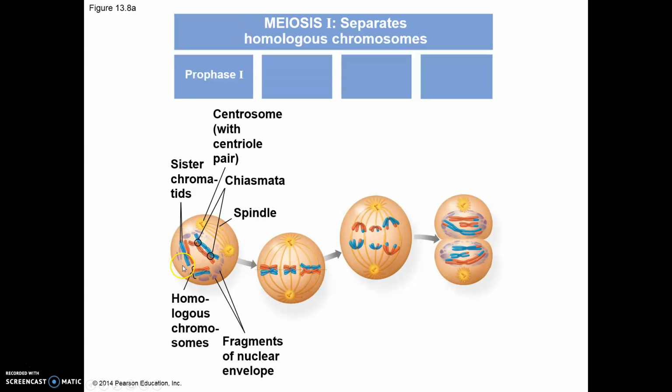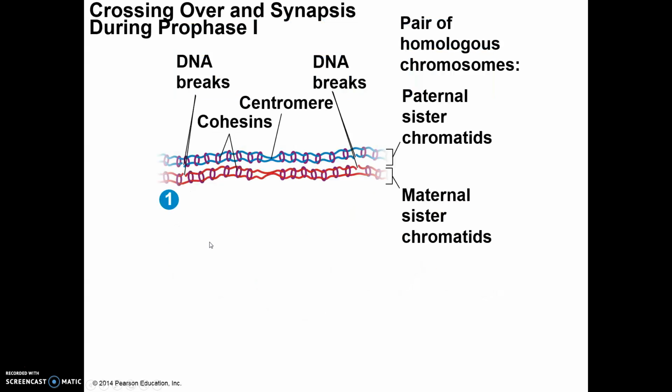Same thing is going to happen for chromosomes 2 and chromosomes 3. All the other steps are happening here. So we have the nuclear envelope breaking down, and we have the spindle forming. Now, something unique happens when we create this cluster of all the chromosomes 1 from both mom and dad. Okay? So this process is what we call crossing over.